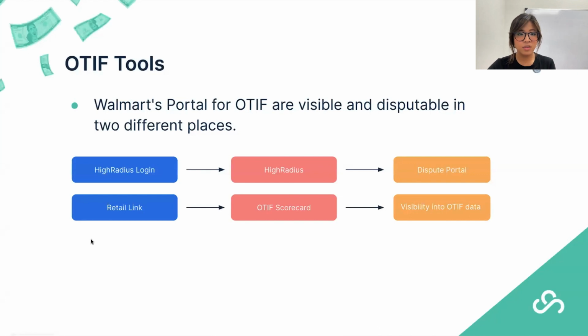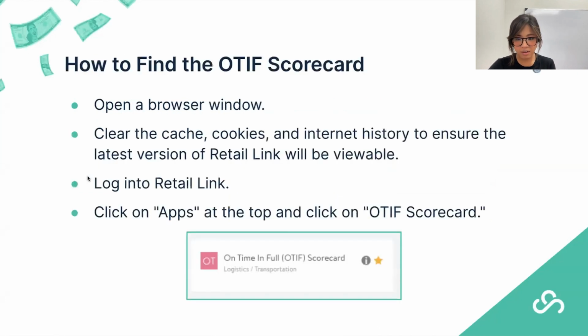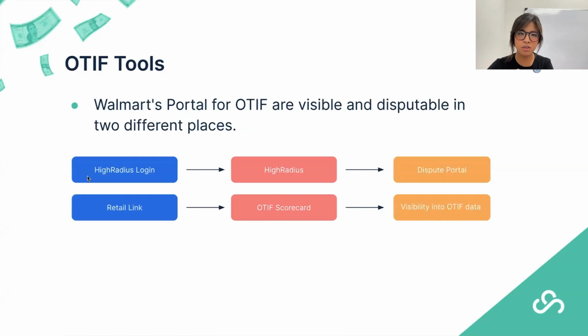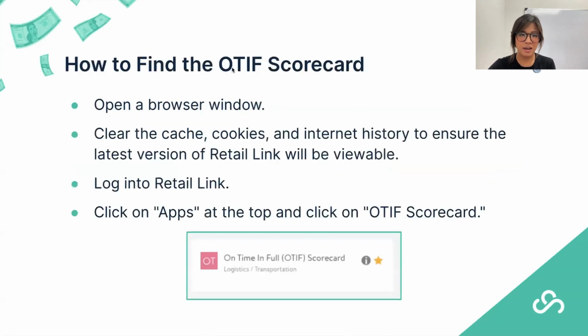Okay, so with that, I wanted to talk about the different tools that are available for you, just because obviously if you're getting into this, you'll need to know where to find the different information. So within Retail Link, you can go to the OTIF scorecard. If you're following along at home or at the office, you should be able to just search in the apps bar for the OTIF scorecard and it should pop up. Just a pro tip for any apps that you use, there's a little star icon on the right side. If you click on that, it will favorite the application. And then anytime you log into Retail Link, it'll be available for you on the home page.